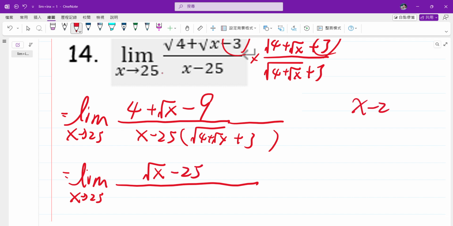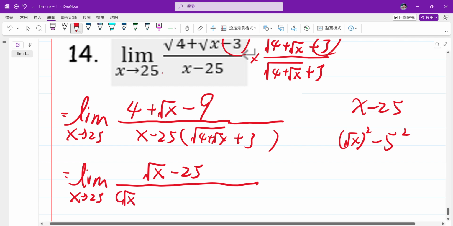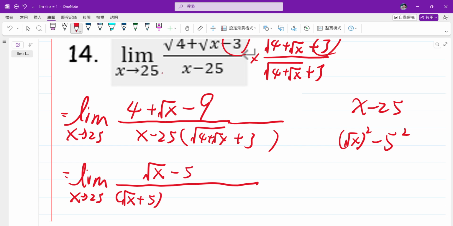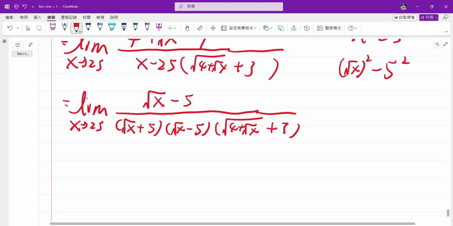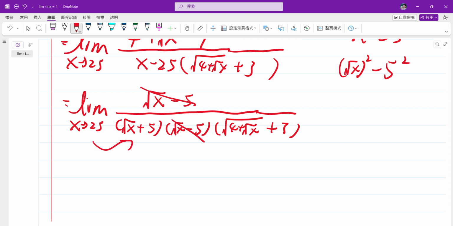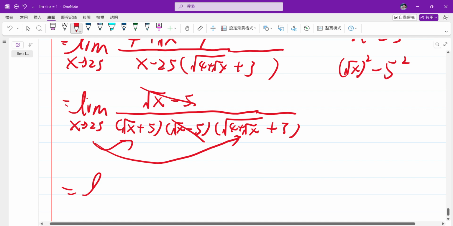But this x minus 25, we can think of as root x squared minus 5 squared. So that's a squared minus b squared, right? So we can also divide into root x plus 5. Oh, so this is minus 5, sorry. And then root x minus 5. And times, alright, we can cancel out this and then directly plug in 25 for here and here.